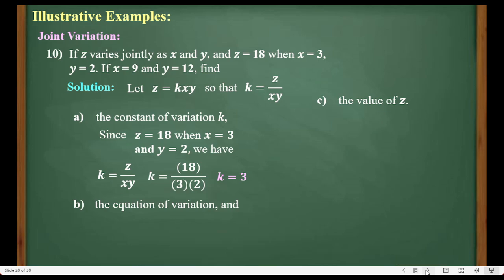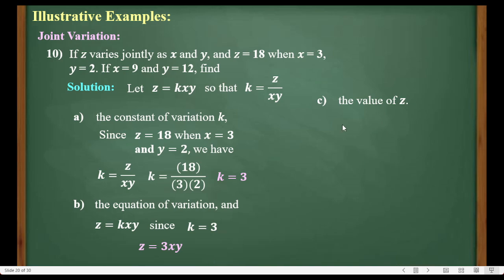And then we proceed immediately to letter B by forming the equation of variation. So what we're going to do is we simply go back to this translated equation, we copy this one, but when it comes to k, we replace it by 3. So that the equation for letter B would be z is equal to 3xy.